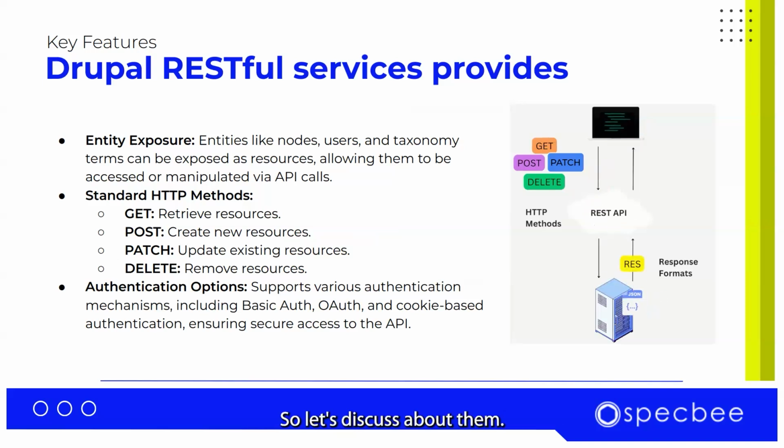So let's discuss them. The first one is entity exposure. With the help of the REST APIs, we can get the node data, the user data, and the taxonomy. And as I mentioned, we can get or manipulate this data. We can update it, we can create new users and new nodes, and everything can be done with the help of the RESTful services.